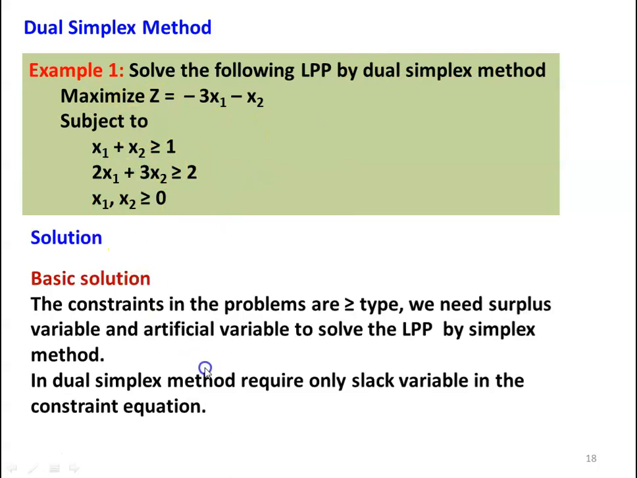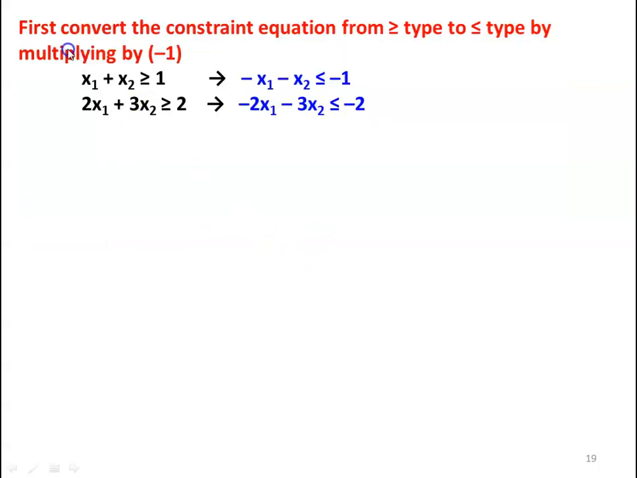The constraints in the problem are greater than or equal to type. We need surplus variable and artificial variable to solve the LPP by simplex method. In dual simplex method, we require slack variable in the constraint equation. So, first we have to convert the constraint equation because it is maximization type. Convert the constraint equation greater than or equal to type into less than or equal to type by multiplying by negative sign. These are the original constraints given in the problem.